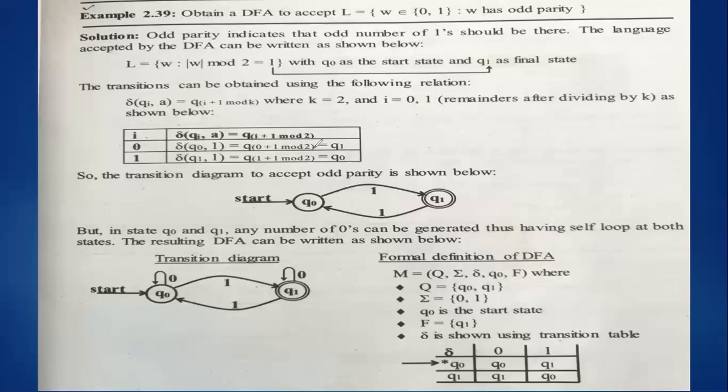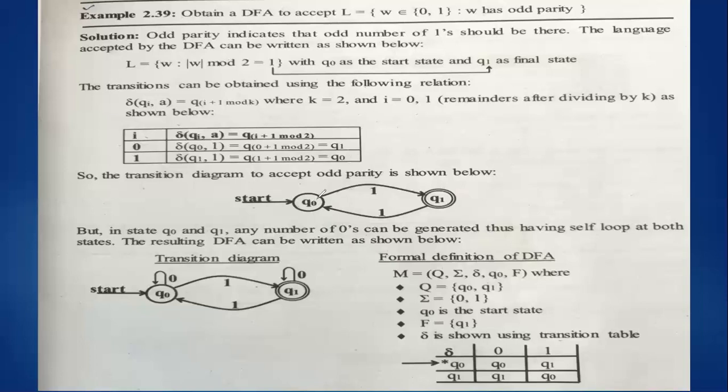So 0 plus 1 mod 2 will be q1, and 1 plus 1 mod 2 will be equal to 0. This is the DFA we can design based on this transition function. Q0 on receiving 1 goes to q1, and q1 on receiving 1 goes to q0.